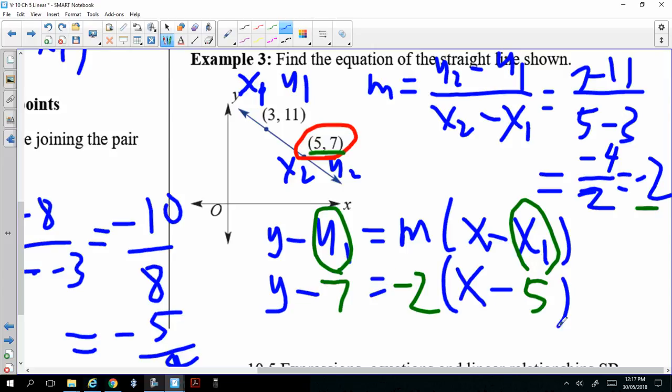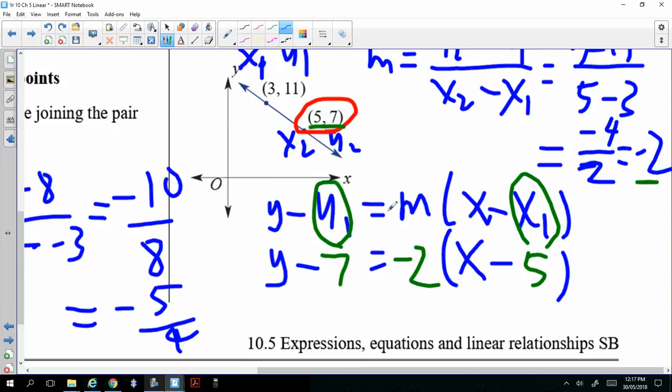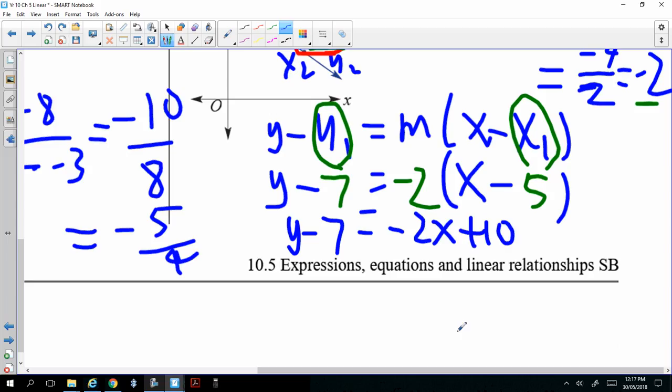Okay, so what we do is, you just have to expand. Negative 2x plus 10. And then make y the subject, move the 7 over. So you get y equal to negative 2x plus 17 as your final answer. Okay, hopefully you get the idea. If not, just let me know.